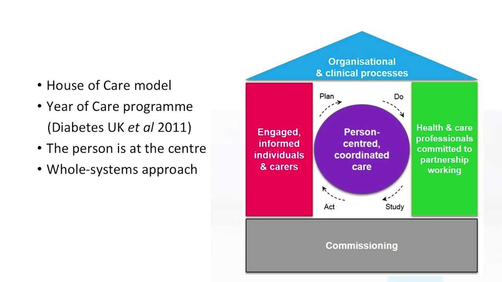So this was proposed by the Year of Care Partnerships Programme. It's the House of Care model. They've developed care planning which has the patient at the centre of the care, and they say that there are all these things going on outside of the house, the organisational processes, the commissioning, that have to work together for care planning to be able to work.